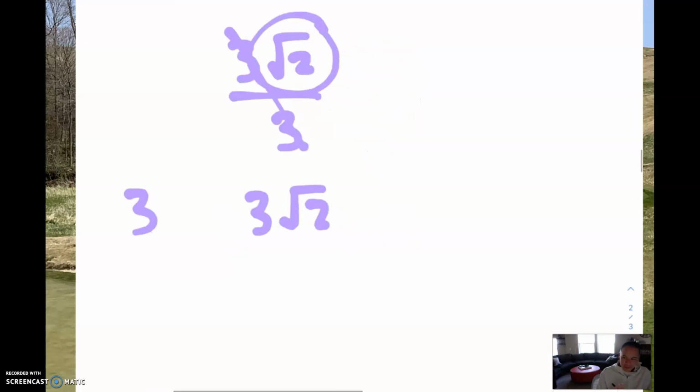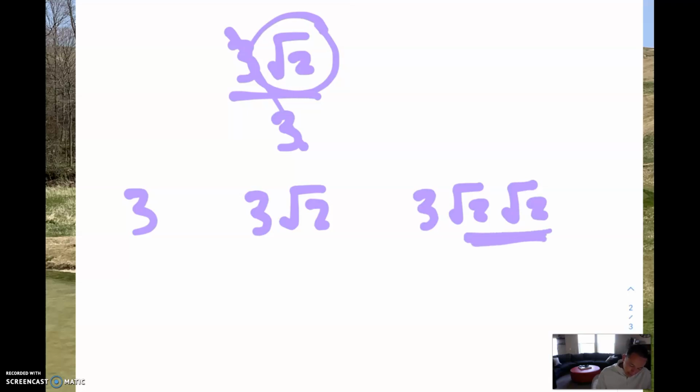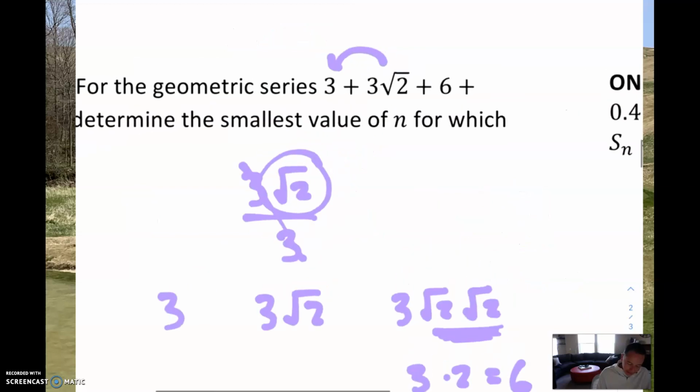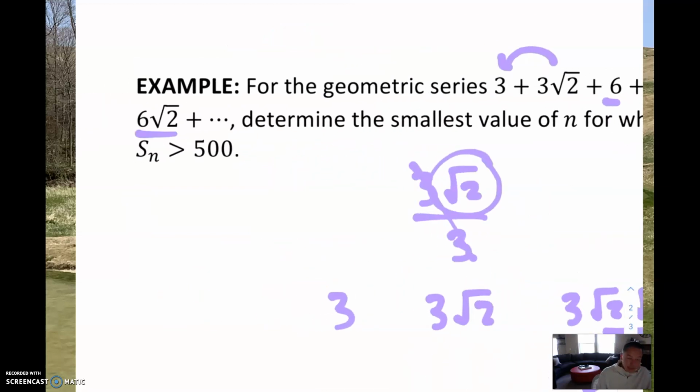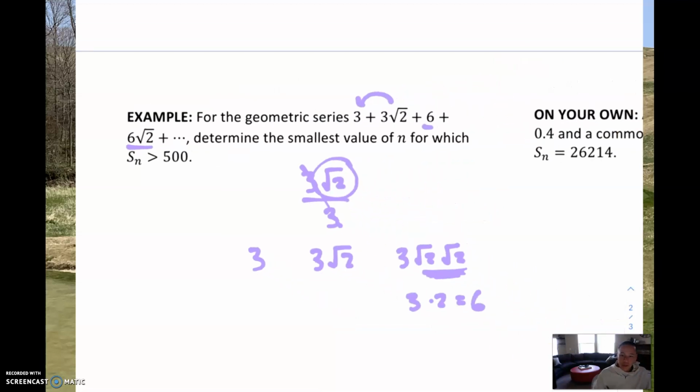Now for this third term, here's where it becomes a little bit different. If we take that 3 root 2 and multiply it by another root 2, the square root of 2 times the square root of 2 is the square root of 4, which is just 2. So it becomes 3 times 2, which is 6. And that's why you see the third term is a 6. And then it gets multiplied by yet another root 2. So your common ratio in this case is the square root of 2. That's the first part of this.